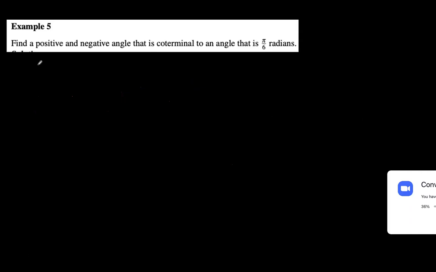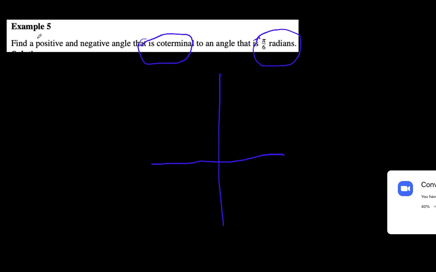Okay, next. Find a positive and negative angle that is coterminal to an angle that is pi over 6 radians. Ayan, guys. So, how do we do that? So, hahanapin natin yung coterminal ni pi over 6 radians. Dapat positive and negative. Isang positive, isang negative. And it is not restricted from being 0 to 360 or 0 to negative 360 degrees or 0 to pi.